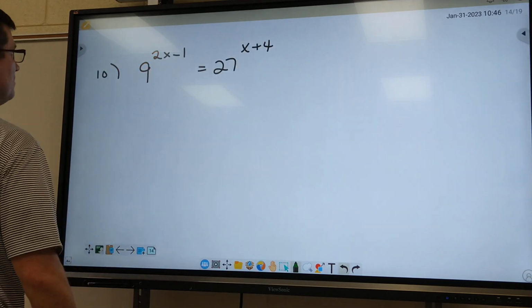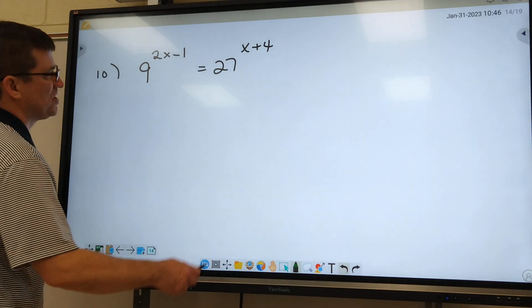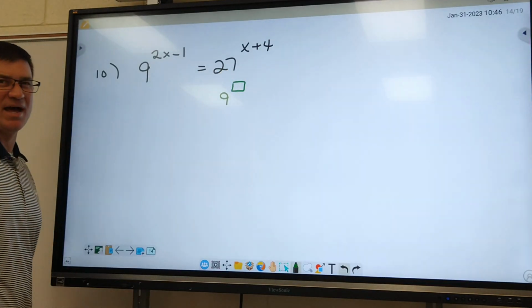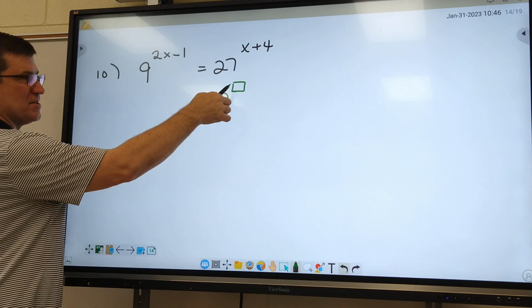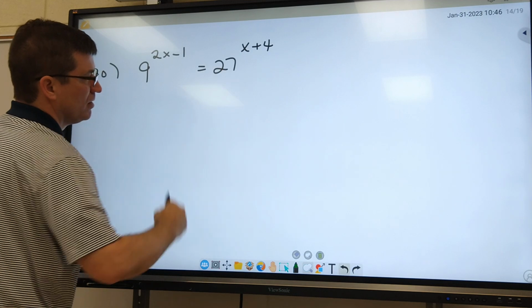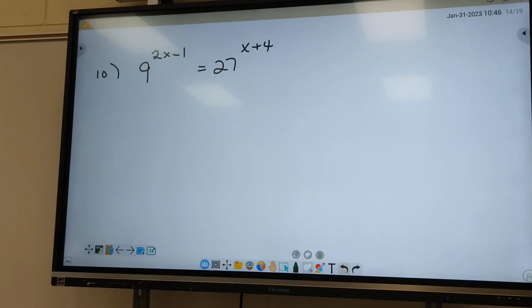All right, next problem. 10. All right, we got to change. Is there any way I can change 27 into a 9 to some power? I don't think so, because look, 9 squared is 81. That's already higher than 27. That's not going to work. So what do we got to do? Change them both. And when you have to change them both, just look at the board. All right, 9 and 27, they're right here. 9 changes into 3 squared. 27 changes into 3 to the third. Y'all should be able to go from there.